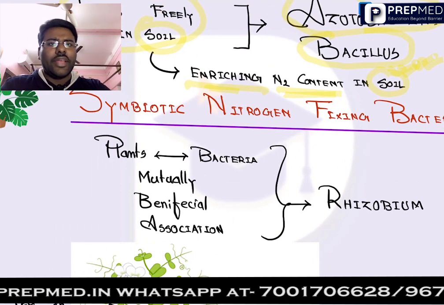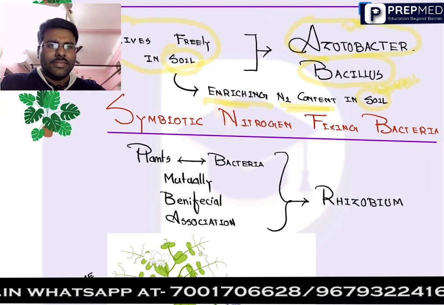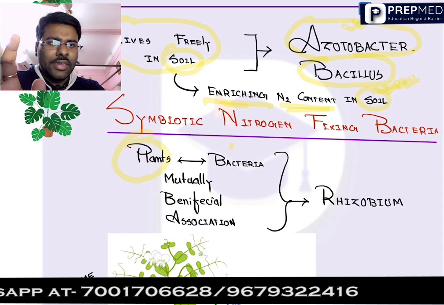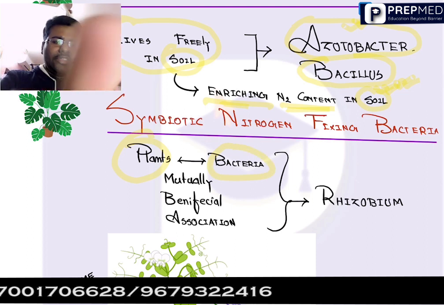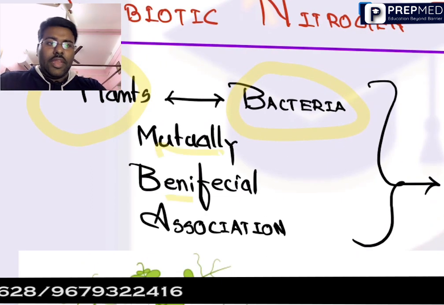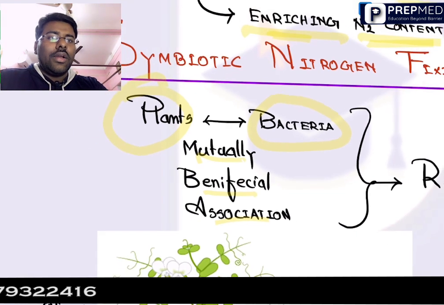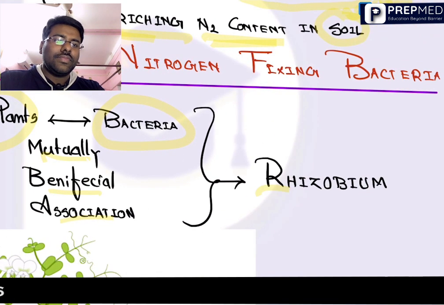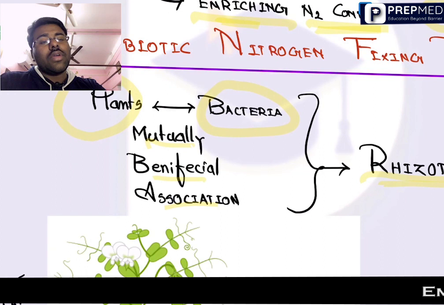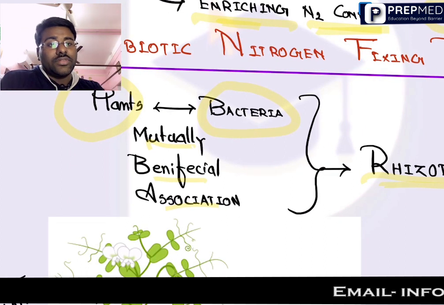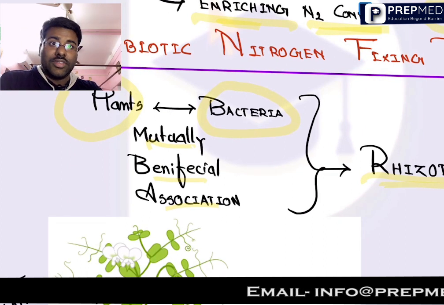Coming to the symbiotic association, nitrogen fixing bacteria. One plant is there, one bacteria is there. It's very easy. A mutual beneficial association is there, and the example is Rhizobium. You all know that. Now coming to this mutual beneficial association, it is a very interesting association, right?